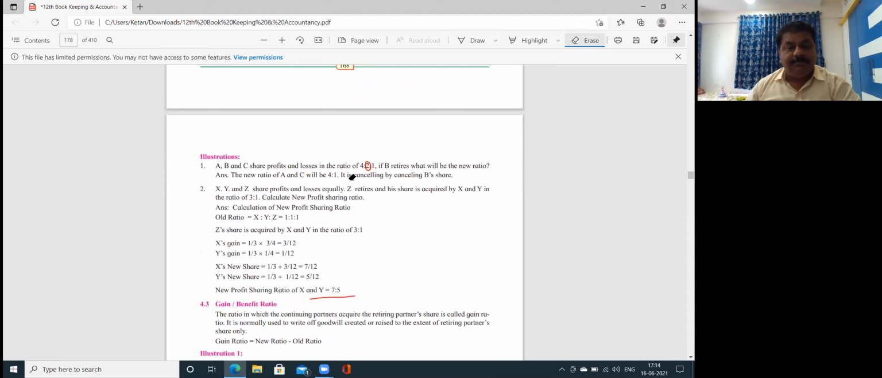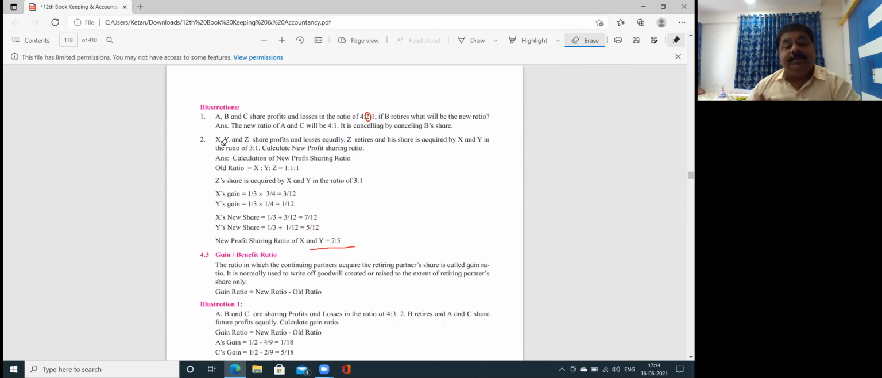Look at example number 1. If nothing is given, the remaining ratio is the new ratio between the continuing partners. Here B is the retiring partner, B का share 2 है, वो चला गया, तो अभी remaining share क्या है? 4:1. Simple.